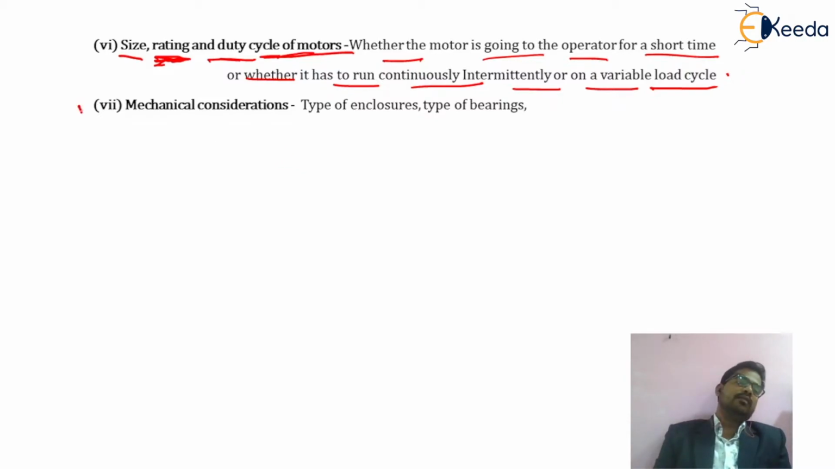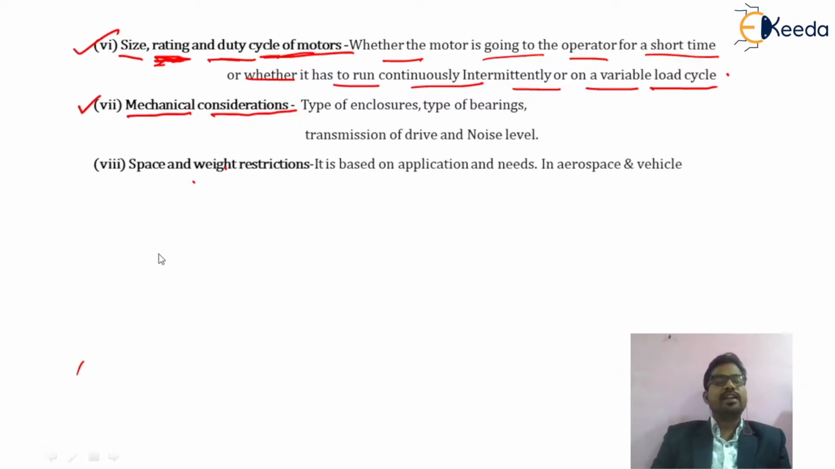Then the next point for the choice of electrical drive is called the mechanical consideration. What do you mean by the mechanical consideration? While we are selecting any type of drive for a particular application, we want to understand its mechanical considerations, which include various concepts. Such concepts are the type of enclosures, that is, which type of enclosure we are using for the electrical drive. Then which type of bearing, because depending upon the bearing, it bears the load capacity of that particular machine. So that will be a very important parameter while we choose the electrical drive for a particular application.